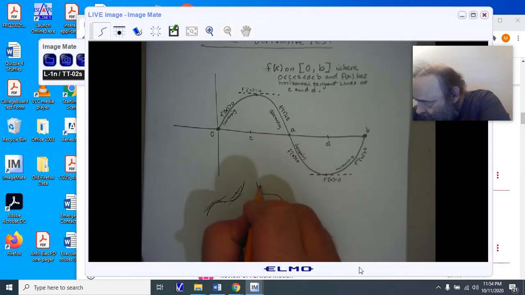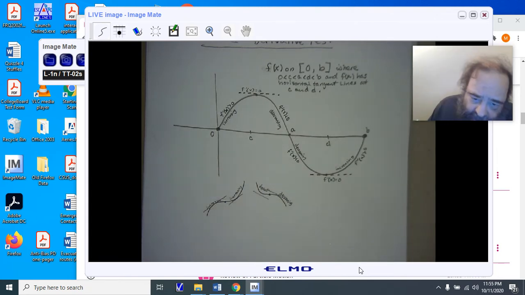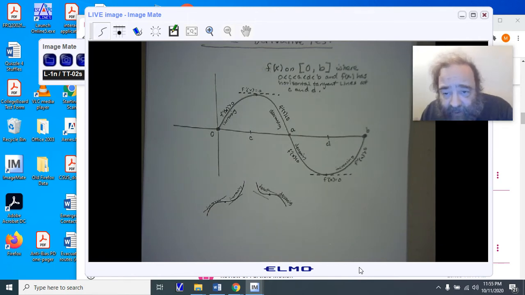Once again, decreasing, flat right here, and continues decreasing. Once again, a situation where we do not have a change in sign. So that's important. We have to have a function that's continuous. We have to have a function that's differentiable. We have to see a critical value. And we also have to see a change in sign.